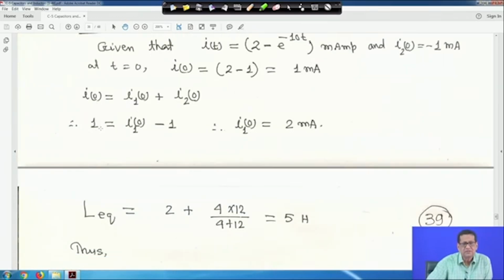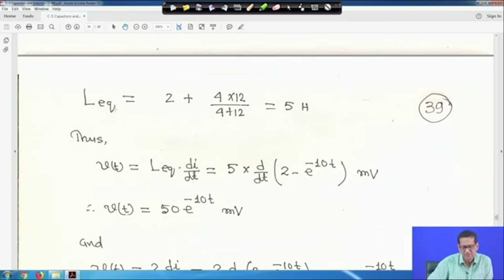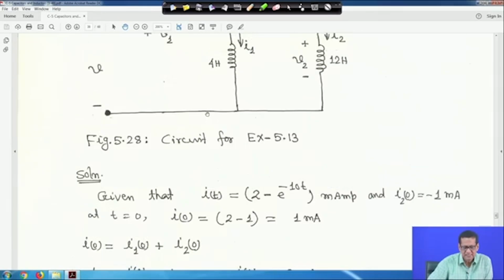Then i(0) is 1, we have got it, and I2(0) is given as minus 1 milliampere. Therefore, I1(0), the initial current, is 2 milliampere. The Leq I just showed you how to calculate. It will be 2 plus 4 into 12 upon 4 plus 12, which is 5 Henry.